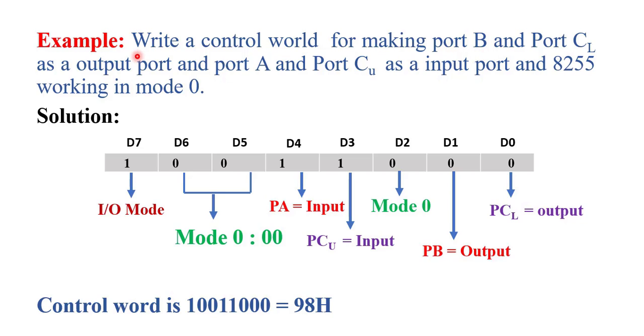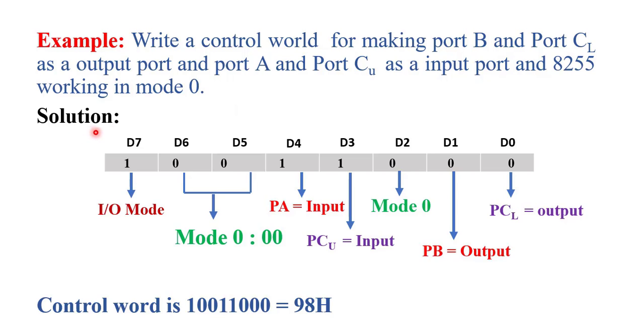The question is: write a control word for making port B and port C lower as an output port, and port A and port C upper as an input port, and 8255 works in mode 0. Once again I will read the example. Write a control word for making port B and port C lower as an output port and port A and port C upper as an input port and 8255 works in mode 0.